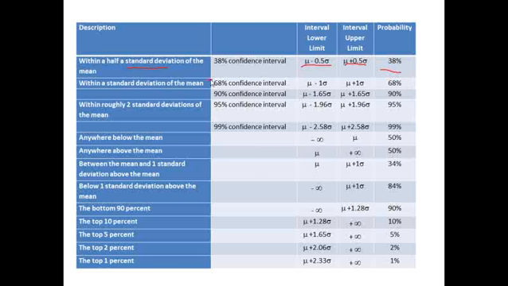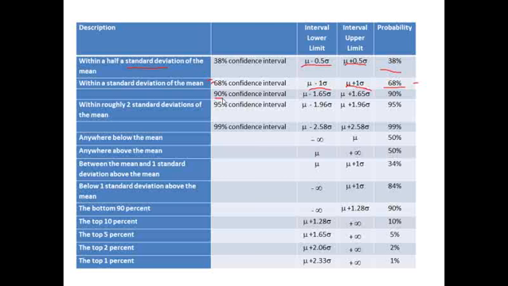Within a standard deviation of the mean is the 68% confidence interval. So 68% of the time you're going to find a measurement within one standard deviation of the mean. 32% of the time it won't. That is defined by the range of mu less a sigma up to mu plus a sigma.